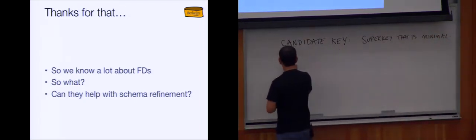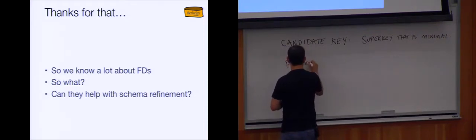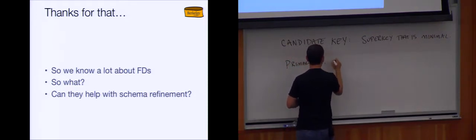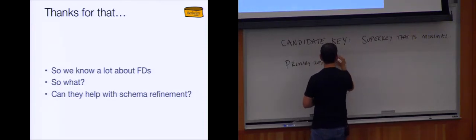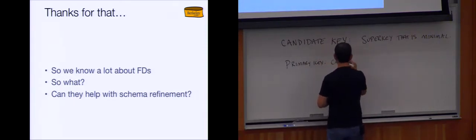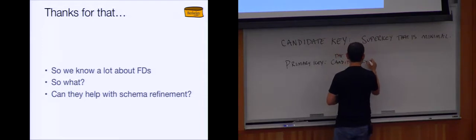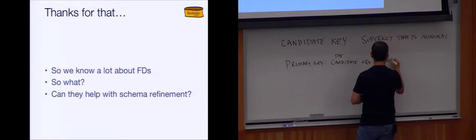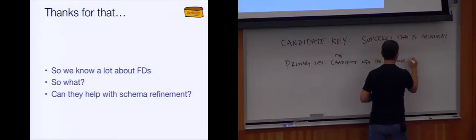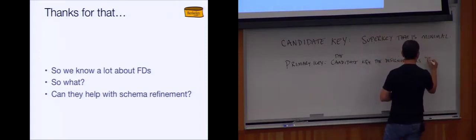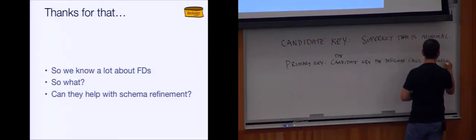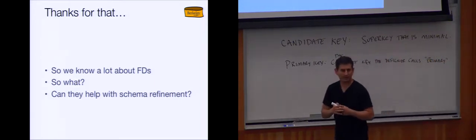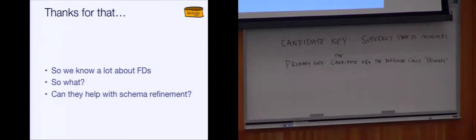A primary key is a candidate key, is the candidate key. There can only be one. The designer calls it primary. All right, so just a choice. One of the candidate keys is designated the primary key. Okay, but a candidate key is minimal. That's the whole point. It's a super key where no subset of its attributes is a super key.